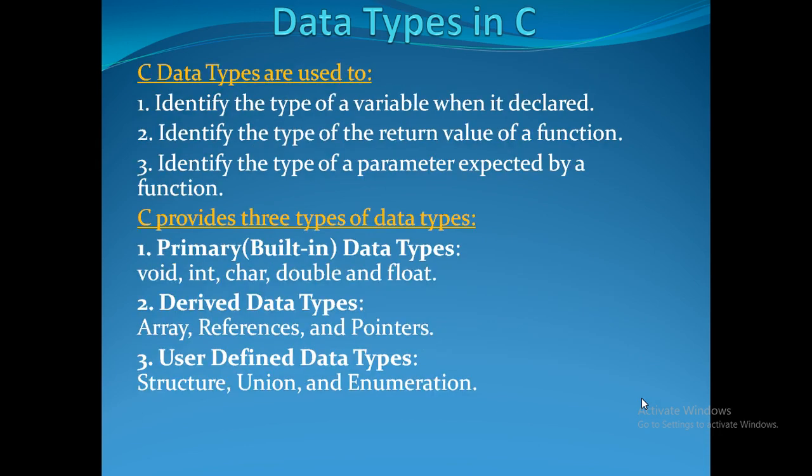So C data types are used to identify the type of variables when declared. As we already discussed, which type of variables are used in C programming, we have to declare to the compiler that the variable x or y is used for storing an integer value or a character or a string or an alphabet, etc. So we use them to identify the type of variables when it is declared.